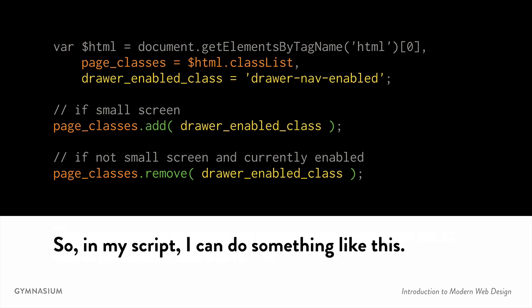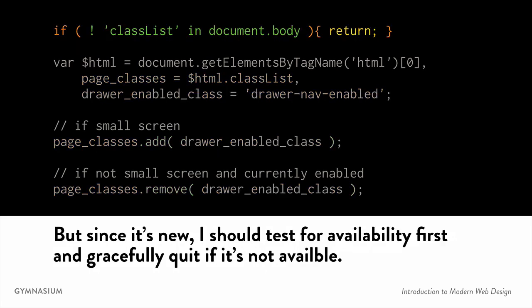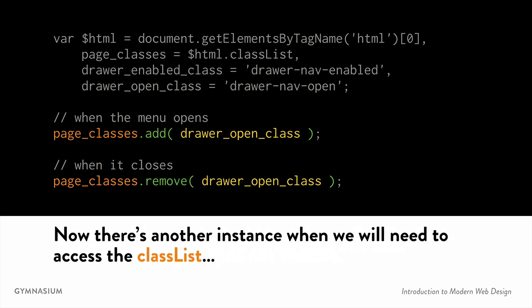Easy peasy. Now, because this is a newer API, we really should test to make sure that it's available before we use it. So I could simply say, if classList is not in document.body, in other words, if the body element doesn't have a classList property, then I'm just going to return, which means I'm just going to exit this program gracefully. I'm not going to throw any errors for the user, but they don't get the enhancement. Now there's another instance where we'll need to use the classList API as well, and that's to add and remove the drawer opening class.